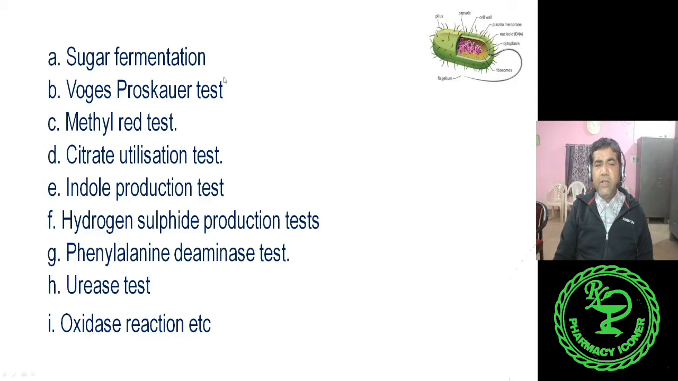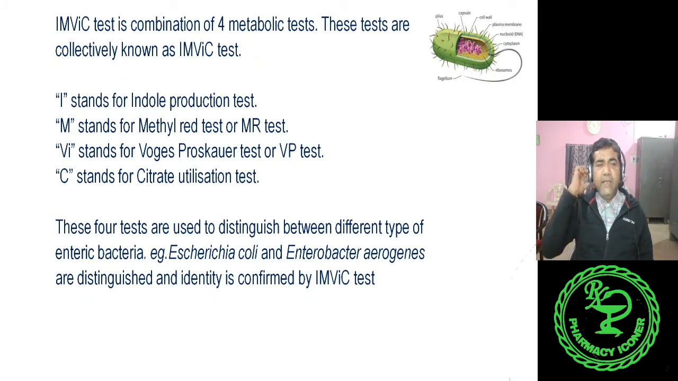The sugar fermentation test, Voges-Proskauer test, methyl red test, citrate utilization test, indole production test, hydrogen sulfide production test, phenylalanine deaminase test, urease test, oxidase test, etc. So now IMVIC is a combination of 4 metabolic tests. So the IMVIC test is a combination of 4 different metabolic tests.